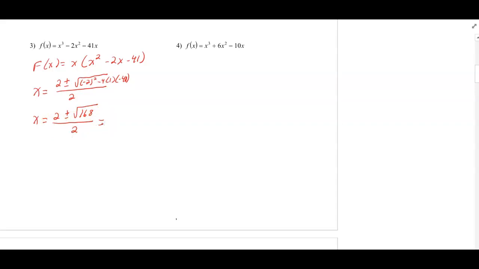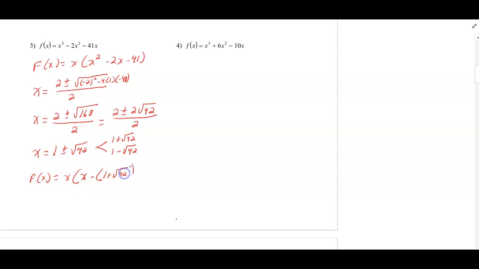You could break down the 168, I believe 4 is going to divide that. So 2 plus or minus 2 square root of 42 over 2. And then when you simplify this, you get 1 plus or minus square root of 42. So remember, there are really 2 answers here, 1 plus root 42 and 1 minus root 42. So to completely factor this, f of x is equal to x minus the quantity 1 plus root 42, and x minus the quantity 1 minus root 42.